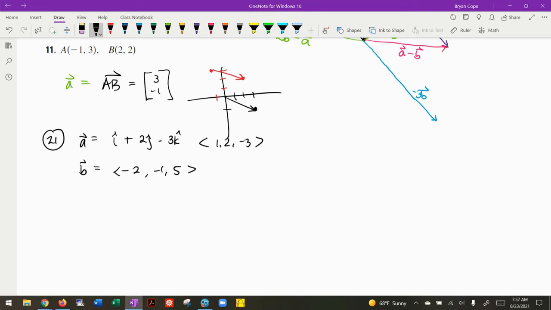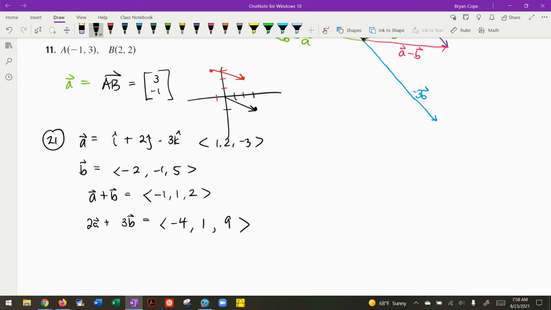So the first question is find vector A plus B. That's just adding the components. So that's negative 1, 1, and 2. Next asks us to do 2A plus 3B. So that's just a linear combination. So 2 of A would be 2, 3 of B would be negative 6, so that gives us first component of negative 4. 2 of A is 4, and 3 of B is negative 3, so 4 plus negative 3 gives us 1. And then the last component, negative 6 plus 15, that gives us 9. So we've got negative 4, 1, 9.